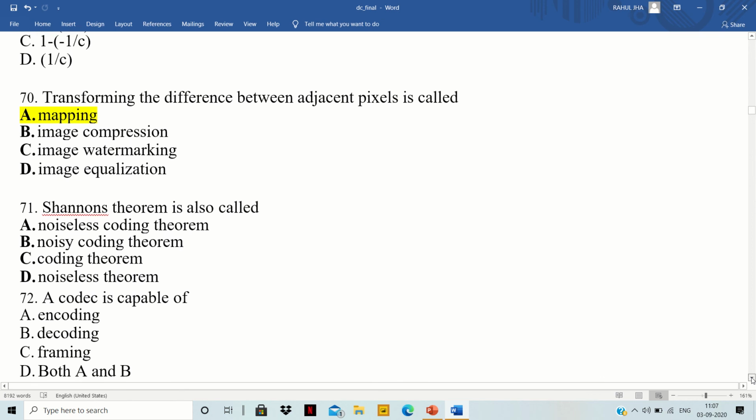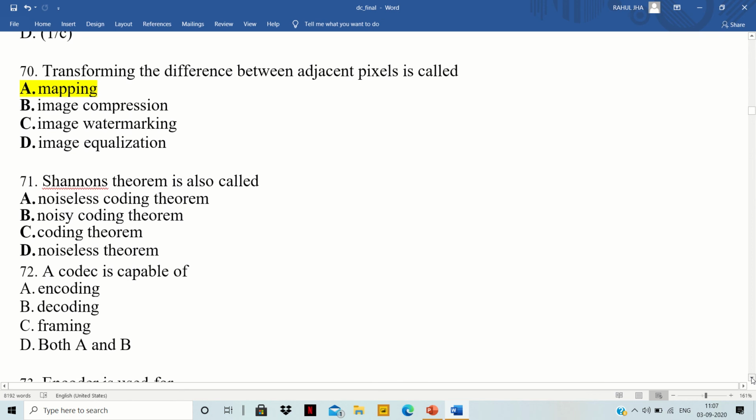Shannon's theorem is also called a noiseless coding theorem, a noisy coding theorem, or a noiseless theorem. Shannon's theorem is also called the noiseless coding theorem. Okay.